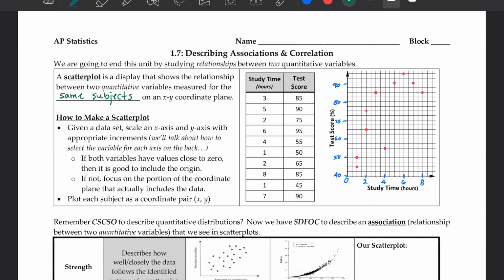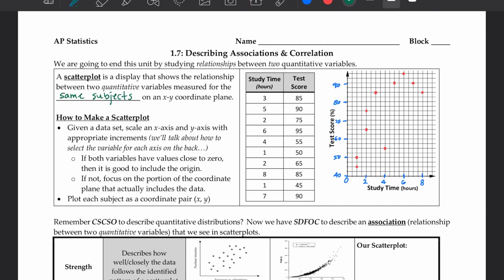On an XY coordinate plane. So it's got to be the same subject. You can see over there we've got some data about study time and tests. I didn't take the study time from my first block class and then grab test scores from my third block class. This would be study time and tests for the same block, the same students.